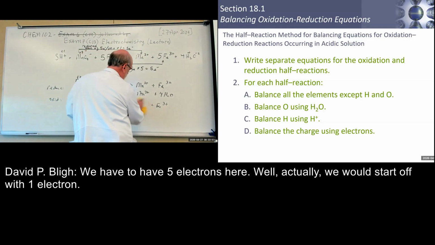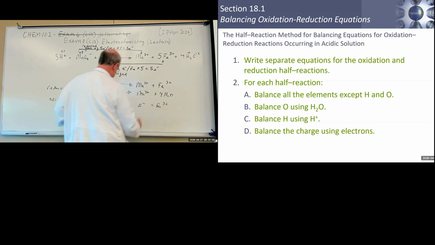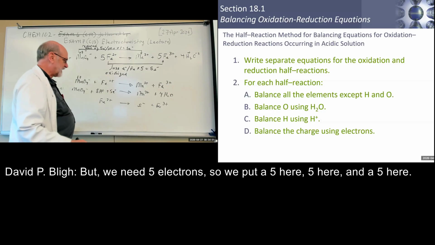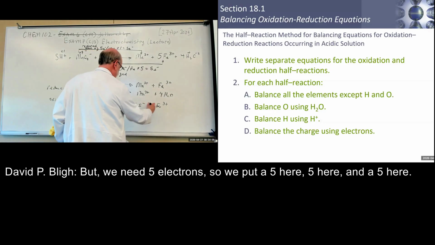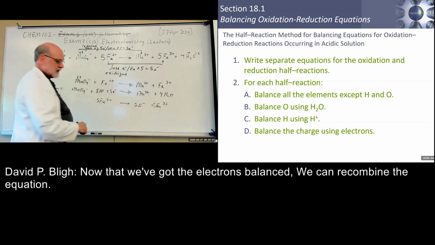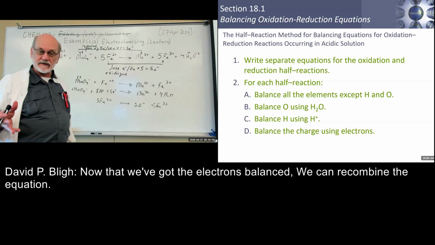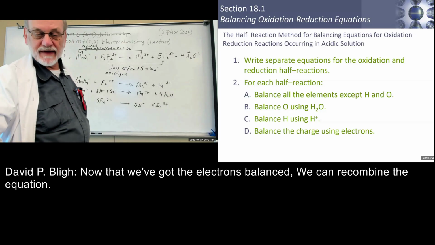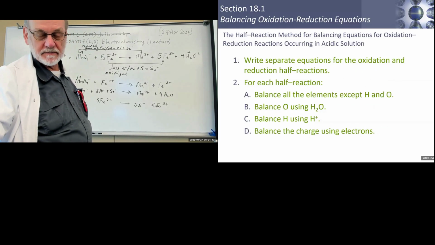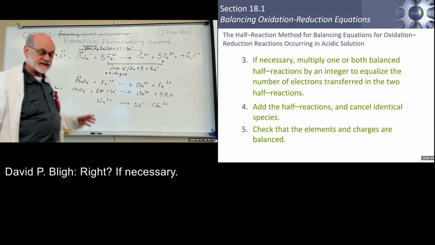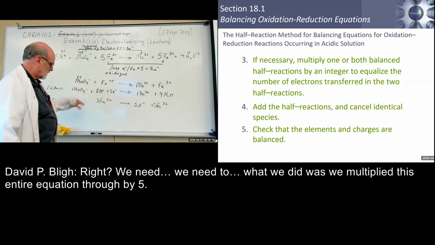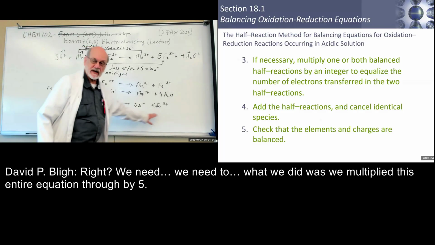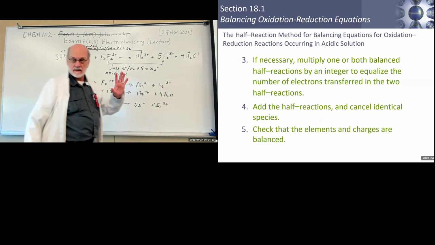Well, actually, we would start off with 1 electron, right? But we need 5 electrons. So we put a 5 here, 5 here, and a 5 here. Now that we've got the electrons balanced, we can recombine the equation, right? If necessary, and we need to, what we did was we multiplied this entire equation through by 5.